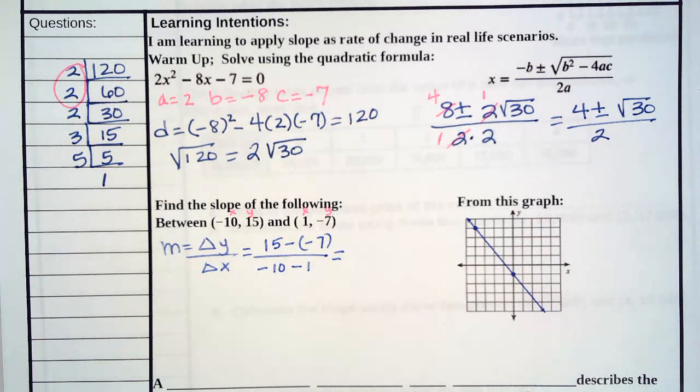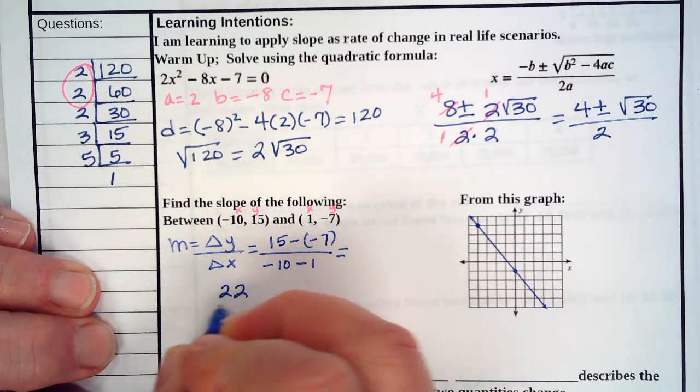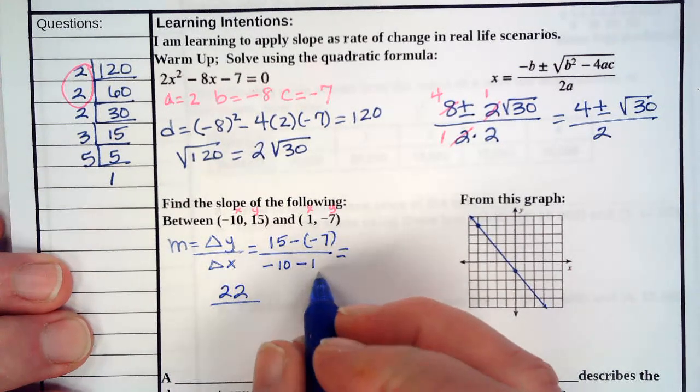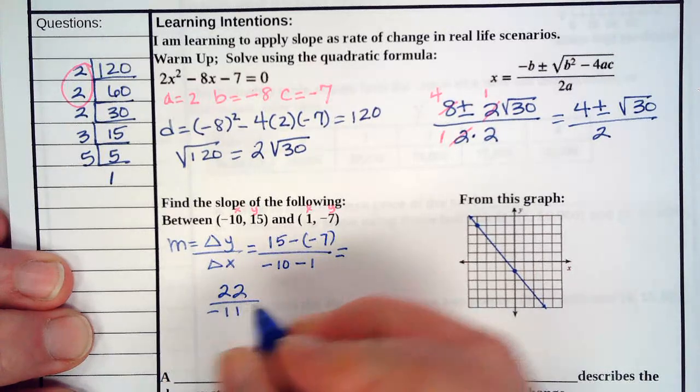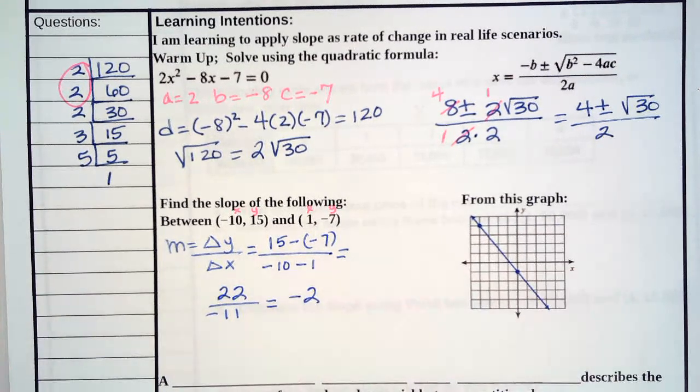Okay, 15 minus -7 is the same as 15 plus 7, which is 22. -10 minus 1 more is -11. I can simplify that to -2, and I'm done.